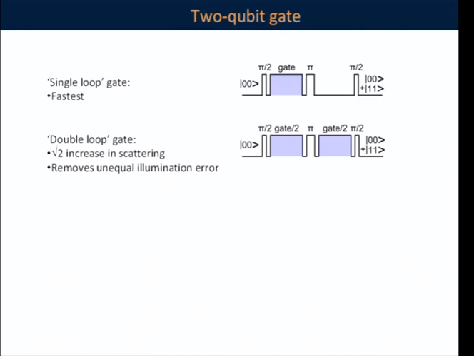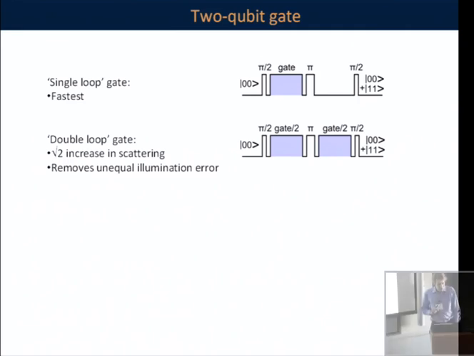Okay, and we generally do this double loop gate, so the gates are phase gates, and we wrap it in a Ramsey-style experimental spin echo sequence to protect against spin decoherence. Here we're in field-dependent states in calcium-43. We generally use this double loop gate as it corrects for unequal illumination of the two ions, even though it's a bit slower and therefore gives us more photon scattering.